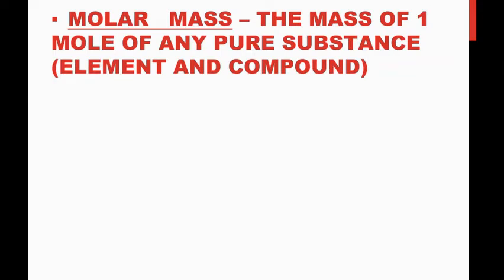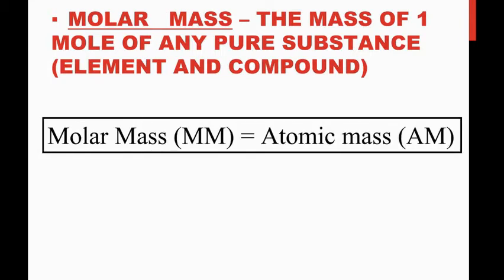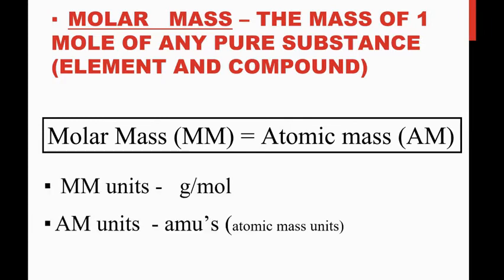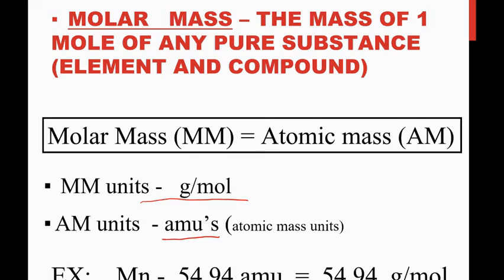We need to use what's called the molar mass. Molar mass is the mass of 1 mole of any pure substance, element or compound. So the molar mass is equal to the atomic mass. Molar mass is the mass per mole. Atomic mass, or AMU, is the mass per atom. So molar mass units are grams per mole. Atomic mass units are AMU. Again, AMUs are for individual atoms or individual molecules. Grams per mole is the mass for a mole of that substance.